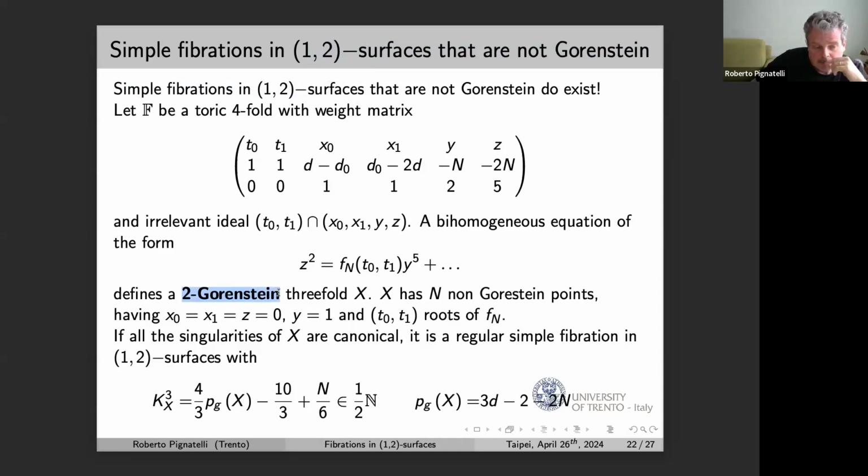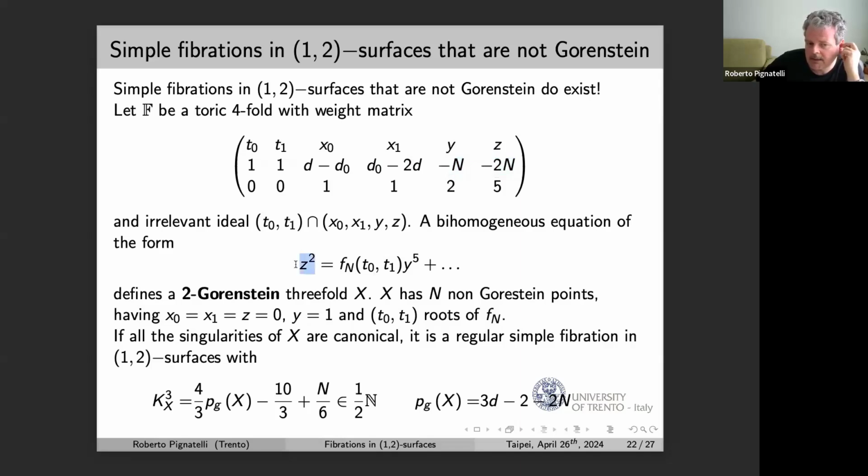Automatically 2-Gorenstein. And these are the examples. You take the same toric fourfold I introduced before, but I changed the way. Here I change, with respect to the fourfold I discussed in the Gorenstein case, just these two weights, and these two weights make it so that, n being an integer, z squared and y to the 5th are now of different degrees.